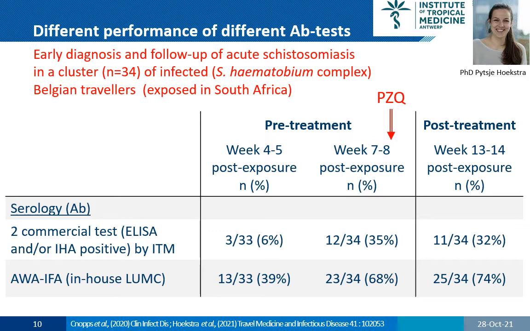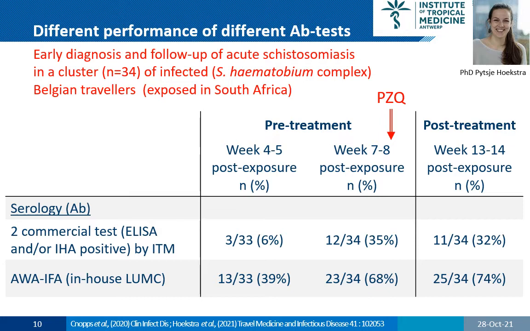So early antibody responses could also be studied in a cluster of 34 infected Belgian travelers. This cluster was originally described by our colleagues from the Tropical Institute in Antwerp, where samples could be examined already 4 to 5 weeks after exposure during a holiday trip in South Africa. Remarkable in this cluster is that 32 of these 34 showed early clinical symptoms of acute schistosomiasis.